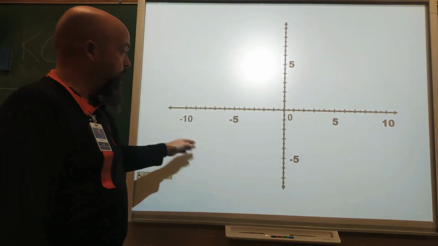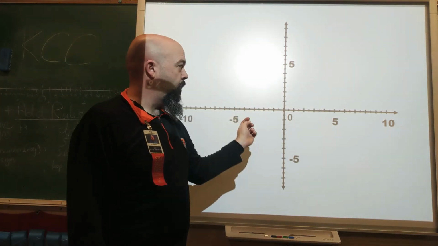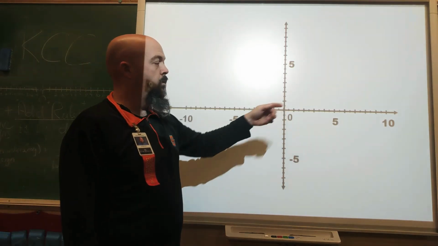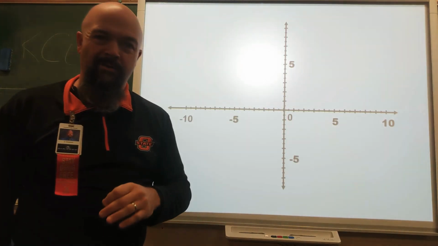So we have our negatives, and we have our positives. And then, of course, smack in the middle, they cross over at a certain point. We call it 0.